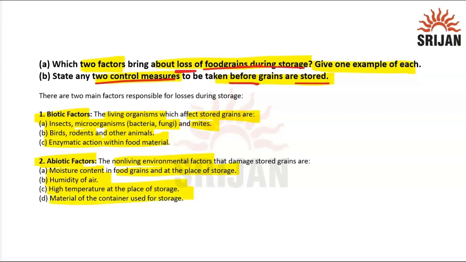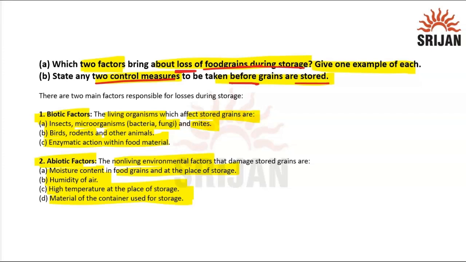Material of the container that has been used for the storage: you have to use a good kind of material. It should not be plastic or something like that which you are using for the storage, because that will attract microorganisms and insects, and insects can easily break those barriers, break that material which you are trying to form into a container.